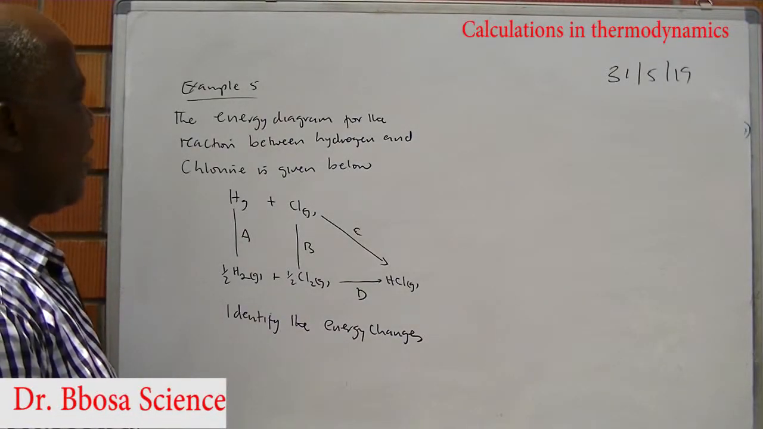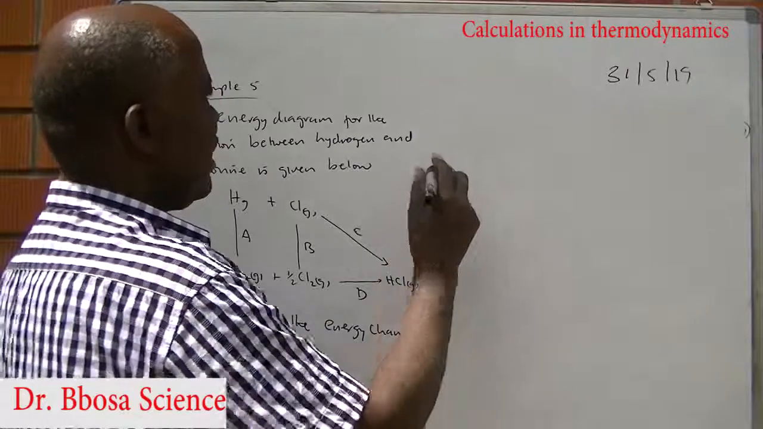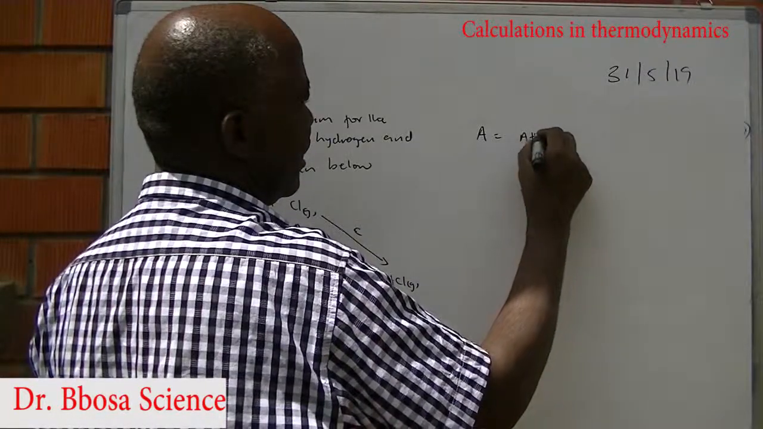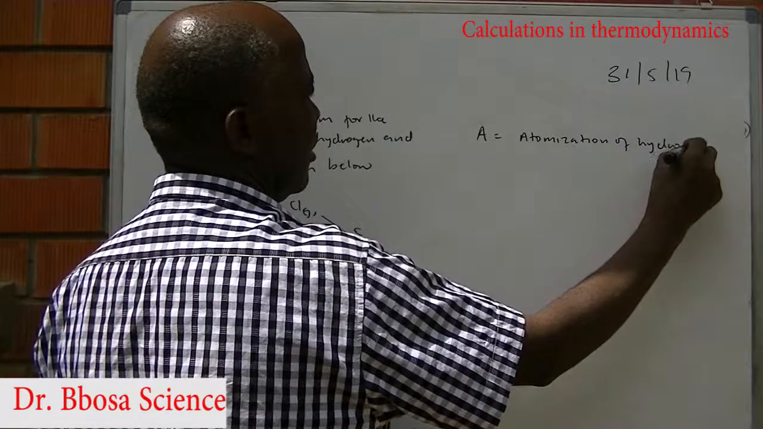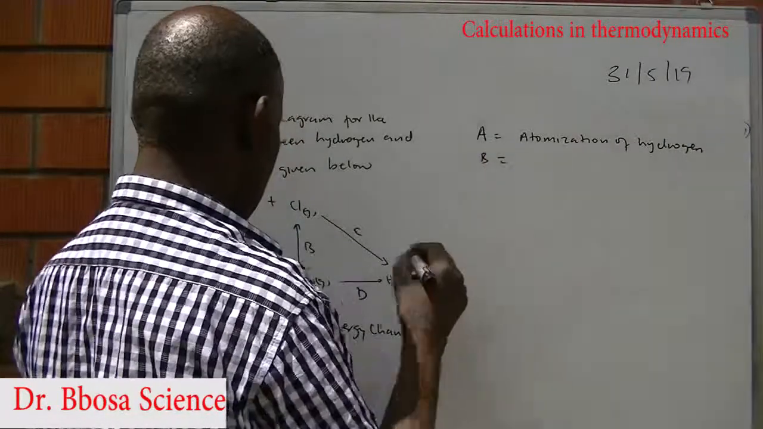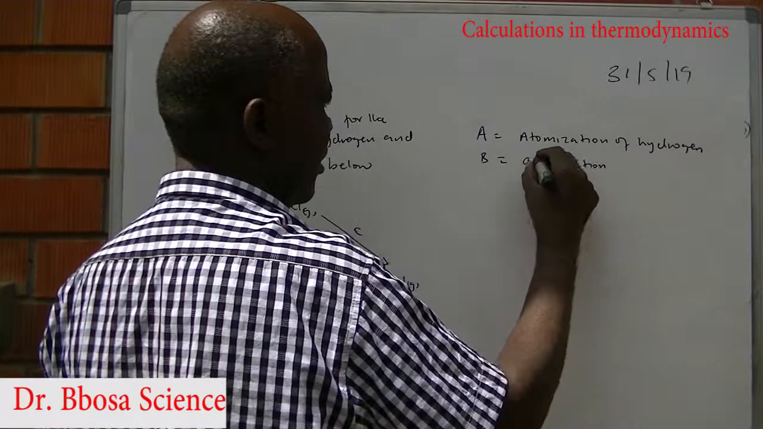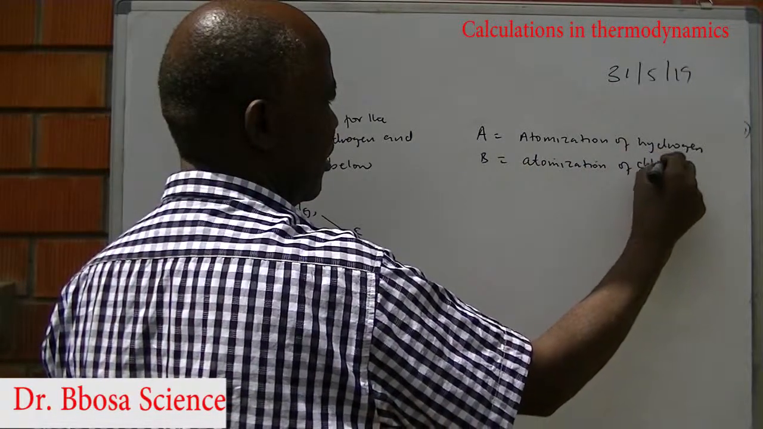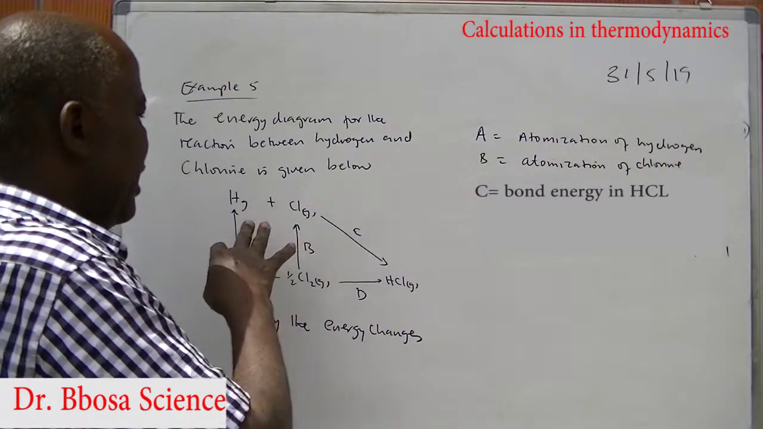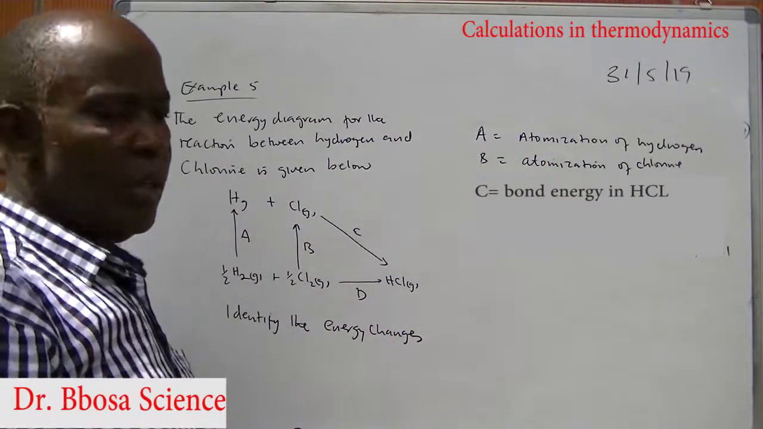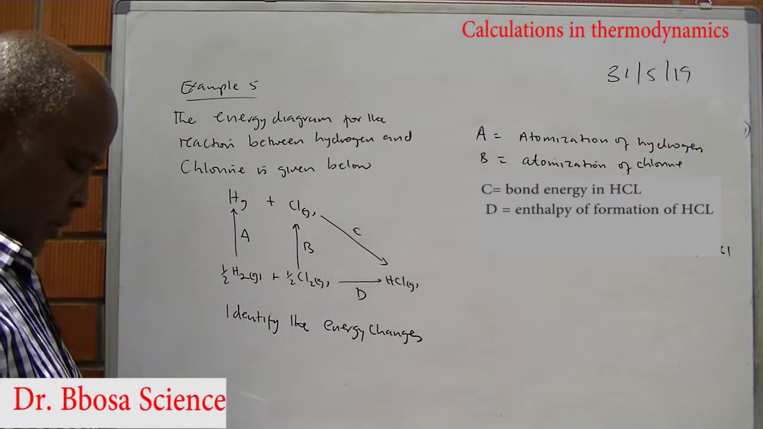Example 5. The energy diagram for the reaction between hydrogen and chlorine is given below. Identify the energy changes. A is atomization of hydrogen. B is atomization of chlorine. C is bond energy between hydrogen and chlorine in HCl. Then D is the enthalpy of formation of HCl.